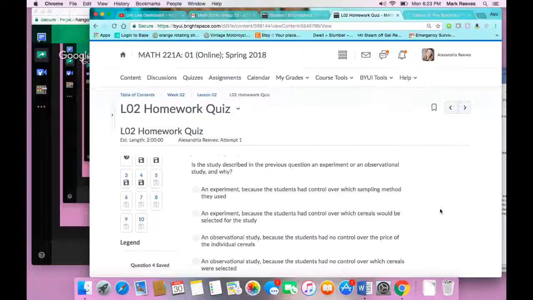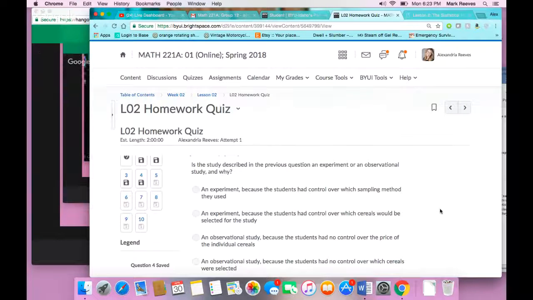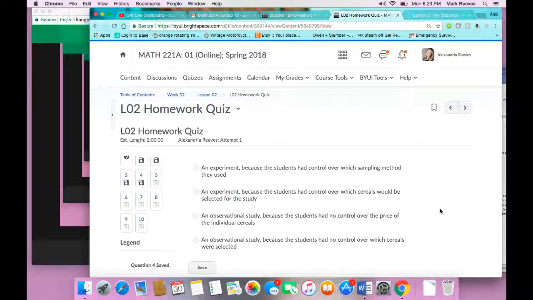Okay, number 5. Is the study described in the previous question an experiment or an observational study? So, yeah, I think it's observational because they're just sort of collecting data about prices of cereal. They're not doing anything with it. It looks like they're just collecting data. So is it because they have no control over the price of the individual cereals or because they had no control over which cereals were selected?